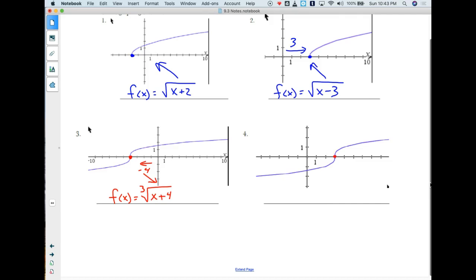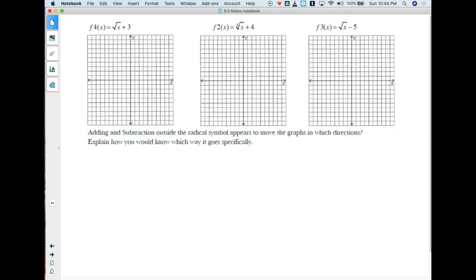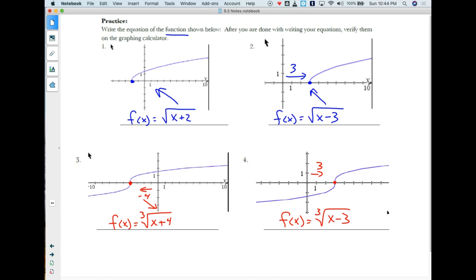Over here, I went this way, right 3. So I'm at f of x equals the cubed root of x minus 3. And that gets me to that point. Okay? No big deal. Well, now we're just going to look. Those are my horizontal transformations. My horizontals are always inside the function.